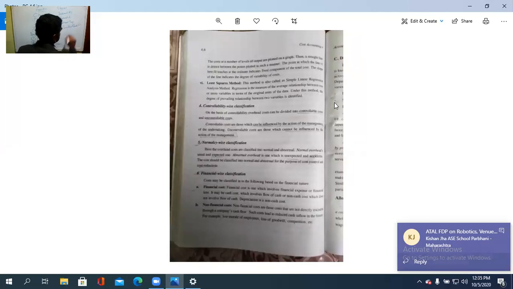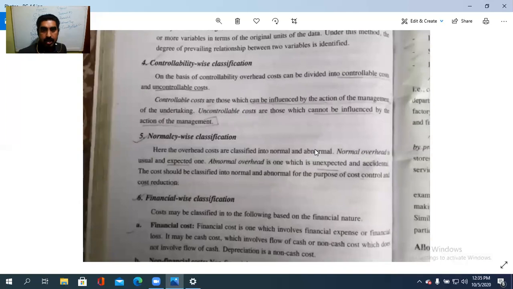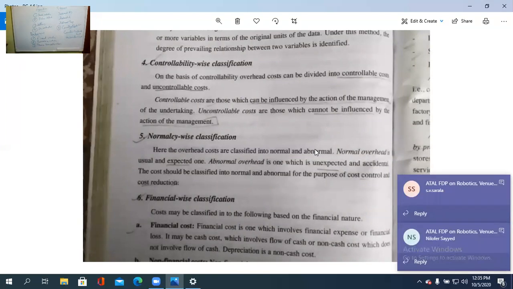Controllability factor. Based on that, how it is to be. Under controllability, there is the controllable cost and the uncontrollable cost, like normal loss and abnormal loss in the case of material. From the name itself, we can control the controllable cost up to a certain extent, while uncontrollable is unavoidable. Means what? We cannot control it.